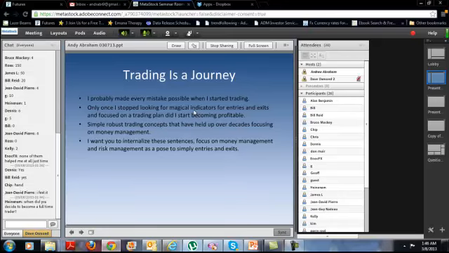Once I stopped looking for magical indicators for the entries and the exits and focused on the trading plan, which is basically what to buy or sell, how much to buy or sell, and when to exit with a profit and a loss, I started becoming profitable. I started becoming consistent. This is what it's all about, is to internalize that. Focus on the money management and the risk management is so much more important than these simple entries or exits.